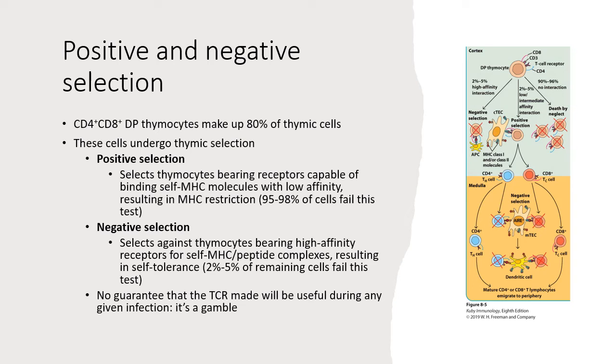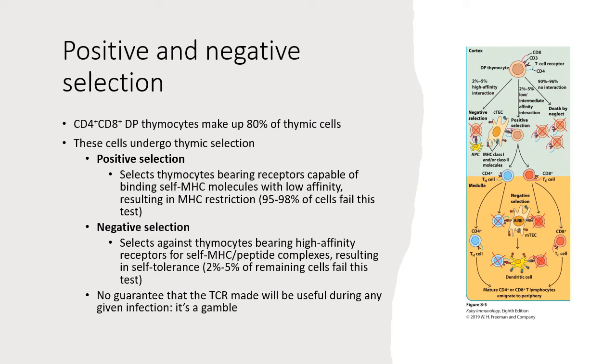95 to 98% of the cells you just generated flunk this first test and get killed. It's harsh. You think tests in college are harsh. That's nothing compared to what goes through your thymus, where 98% of the cells fail. It's worse than trying to get into med school. You'll be much more likely to be successful at getting into med school than you are to actually have a cell get through this process.